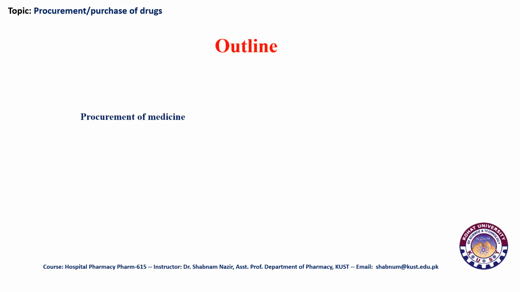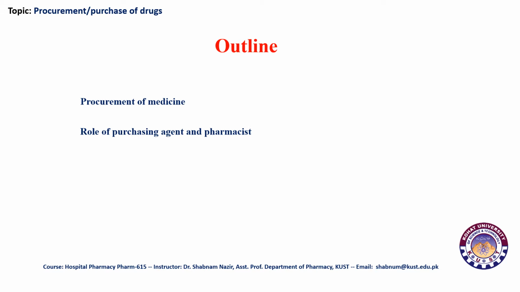So the outline for today's lecture is that first of all we will discuss procurement of medicine. How can we define what is procurement or purchase of medicine? Then the role of the purchasing agent and pharmacist together in the purchase of medicine. Then various methods of purchasing medicine. Then finally we will learn the difference between purchase request and purchase order, which is also a very important step involved in the procurement or purchase of medicine.